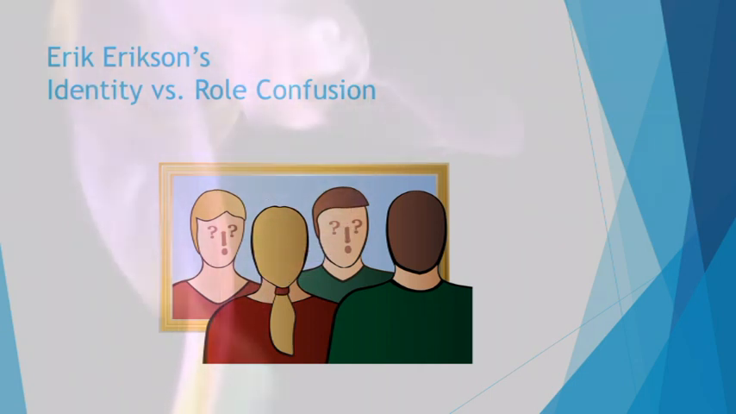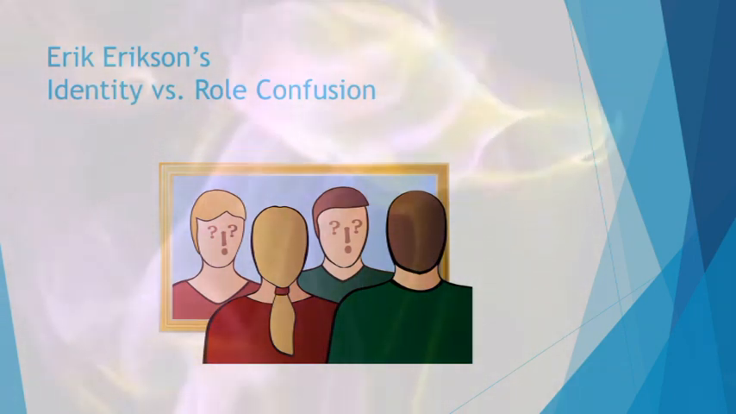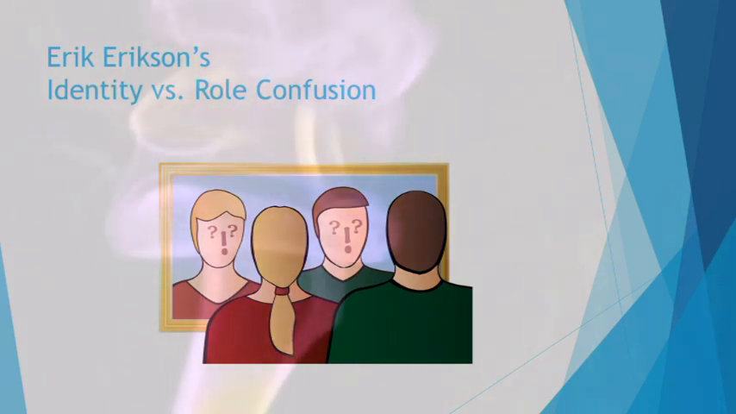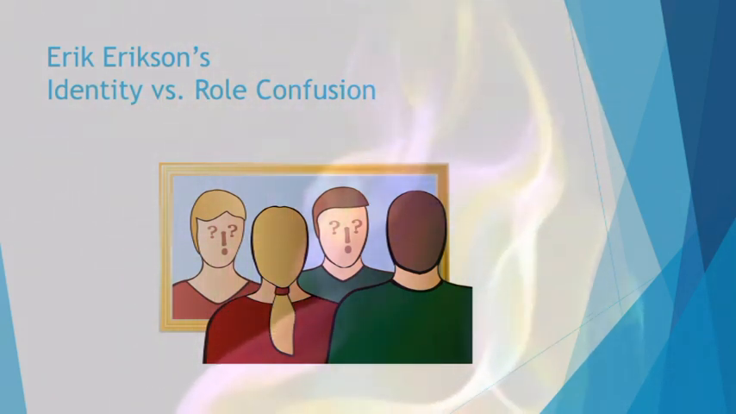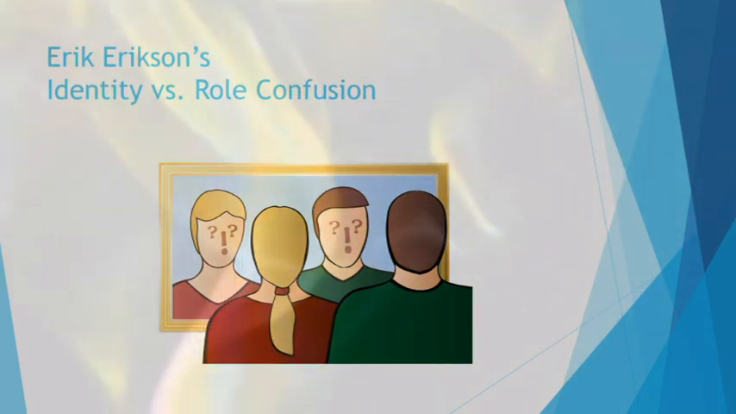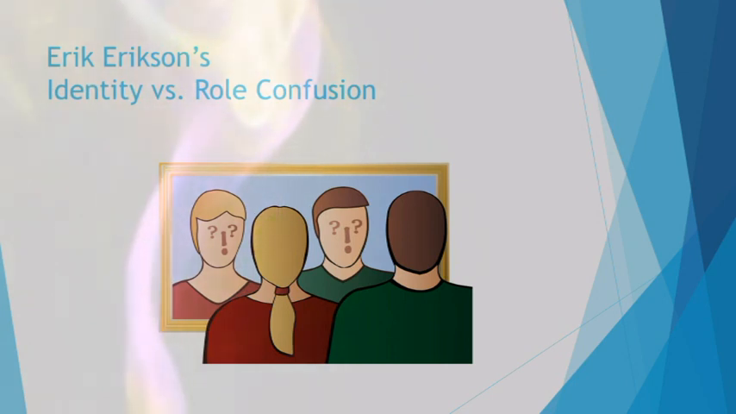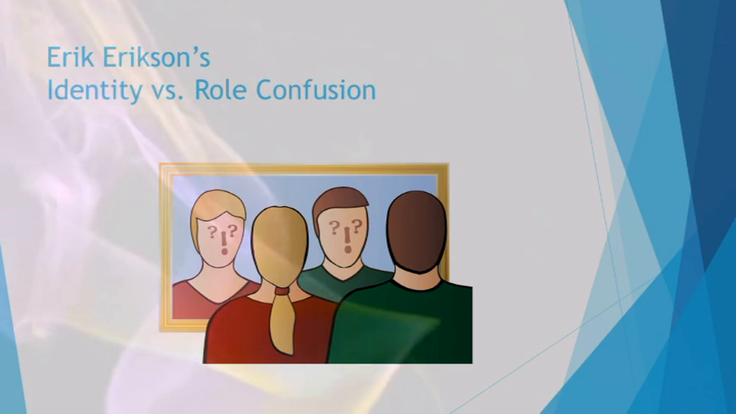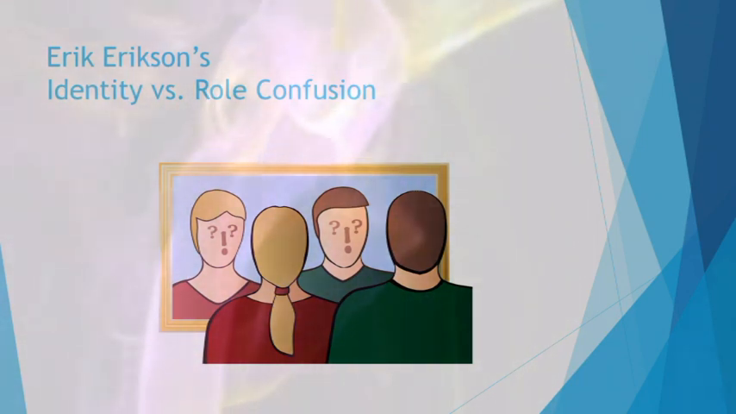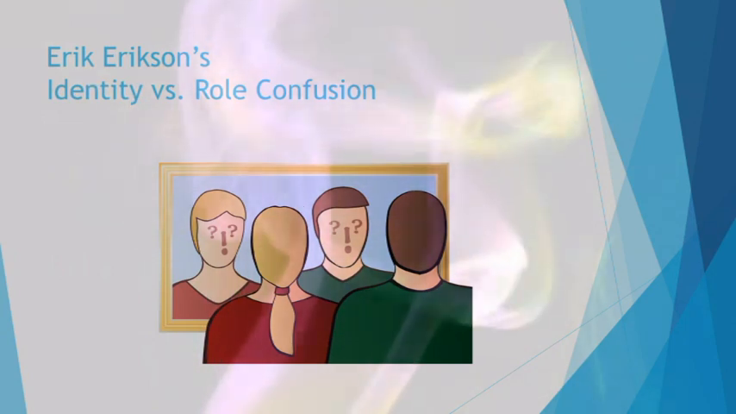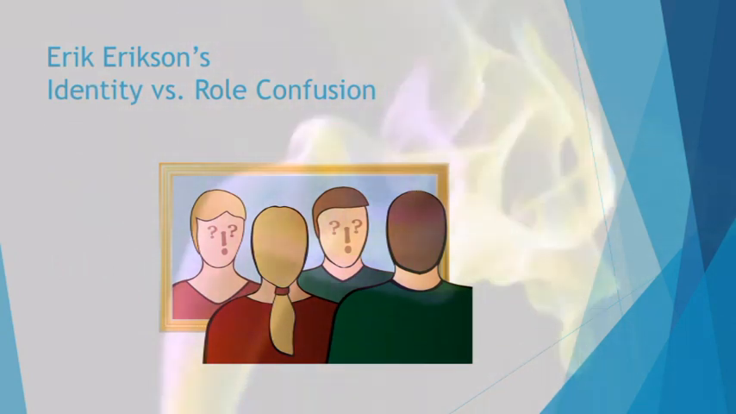Now, successful resolution of that identity crisis eventually will lead to development of a clear and coherent sense of identity. And this can be characterized by a stable sense of self and a sense of direction for the future. And adolescents who have achieved identity may demonstrate a strong sense of purpose and self-confidence and commitment to personal goals and values. Now, in contrast, individuals who experience role confusion may struggle with feelings of uncertainty and identity diffusion and difficulty making decisions about their future.